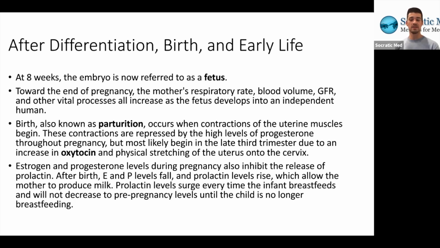And prolactin levels will remain high and they will continue to surge every time the child breastfeeds. They will not decrease to pre-pregnancy levels until the child is no longer breastfeeding. So as long as the child is breastfeeding, those prolactin levels will surge. And milk letdown, which is just another name for milk production, will occur in the mother.